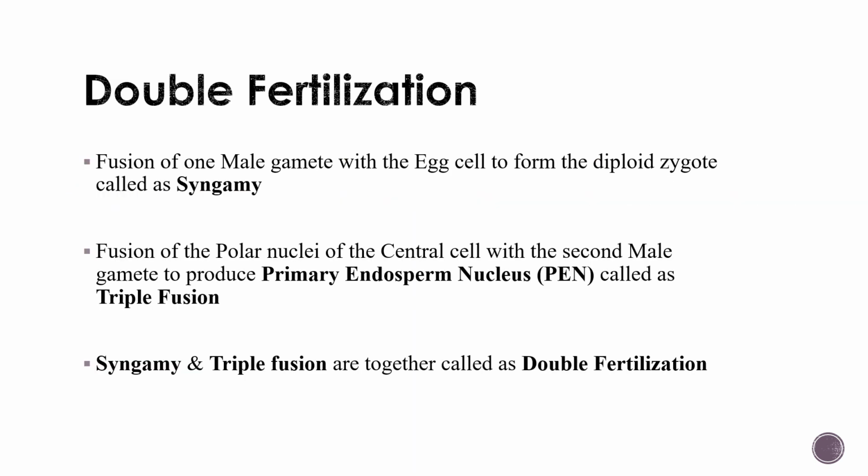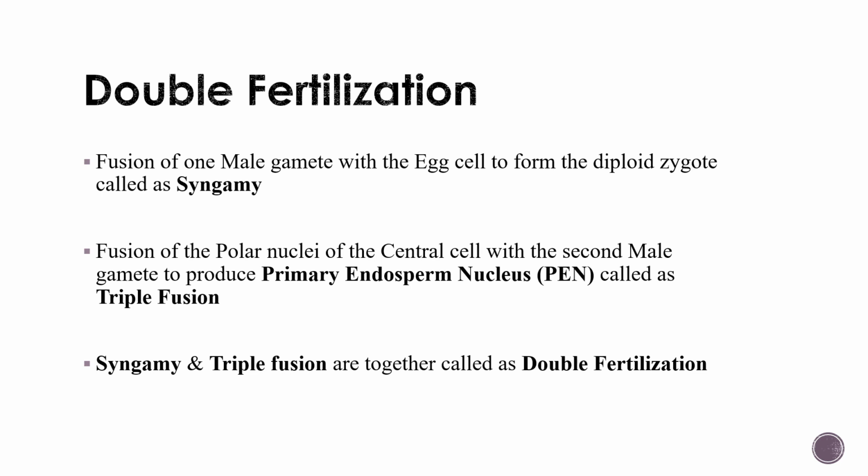Here is one of the simplest definitions of double fertilization, which says that it is the fusion of one male gamete with the egg cell to form the diploid zygote, and this process is called syngamy. The second fertilization which occurs here is the fusion of the polar nuclei of the central cell in the embryo sac with the second male gamete to produce the primary endosperm nucleus, or PEN. This is called triple fusion.